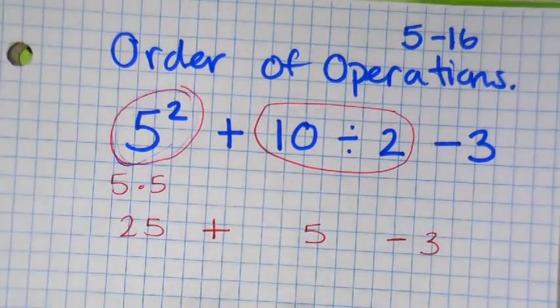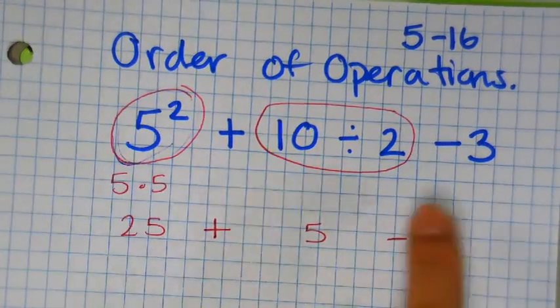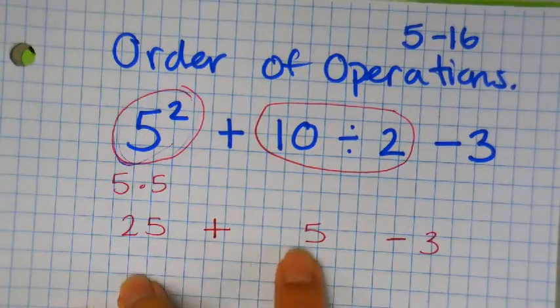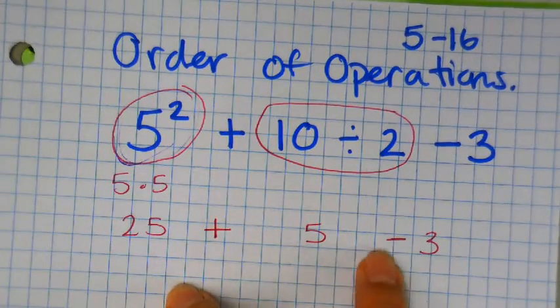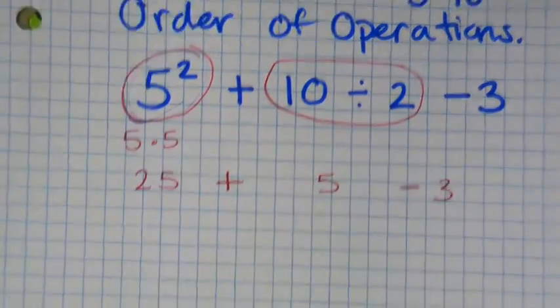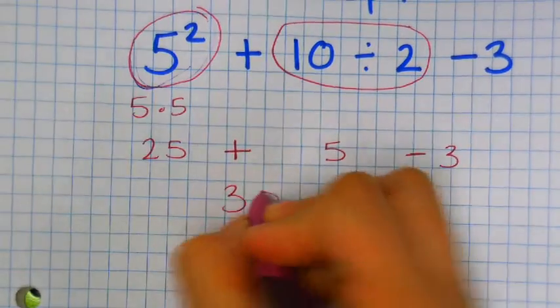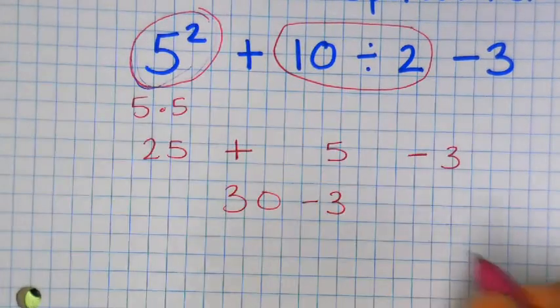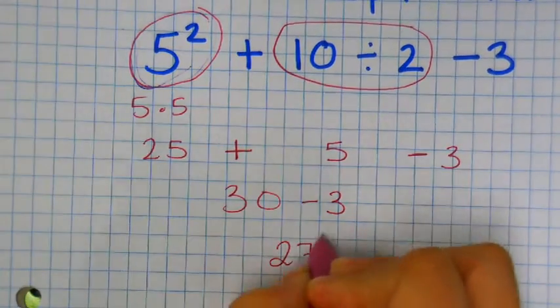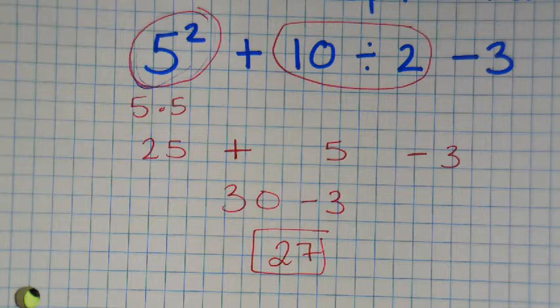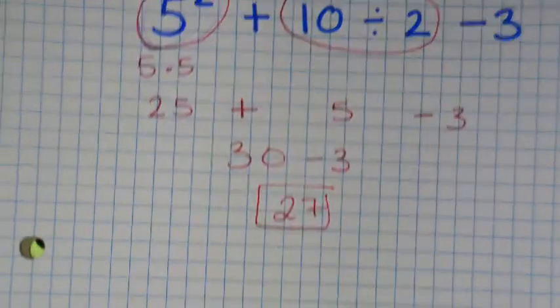So we brought down the addition sign, we brought down the subtraction sign. I'm left with 25 plus 5 minus 3. Yep. What's 5 plus 25? 30 minus 3. 27. And you're done. Okay? All right. So a little review.